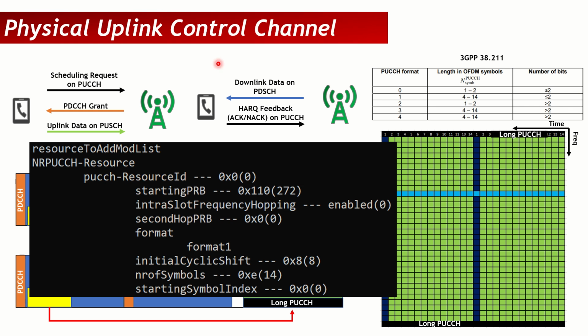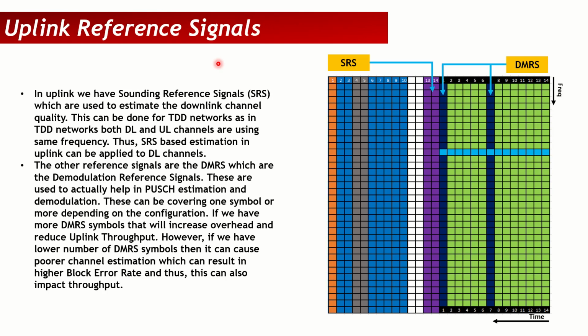If so far is fine, let's move on to the reference signals. Now this is another aspect that we need to know. We have multiple reference signals in uplink. Some of the major ones are the sounding reference signals, also called SRS, or the demodulation reference signals, also known as DMRS. Now again, let's talk about SRS first.